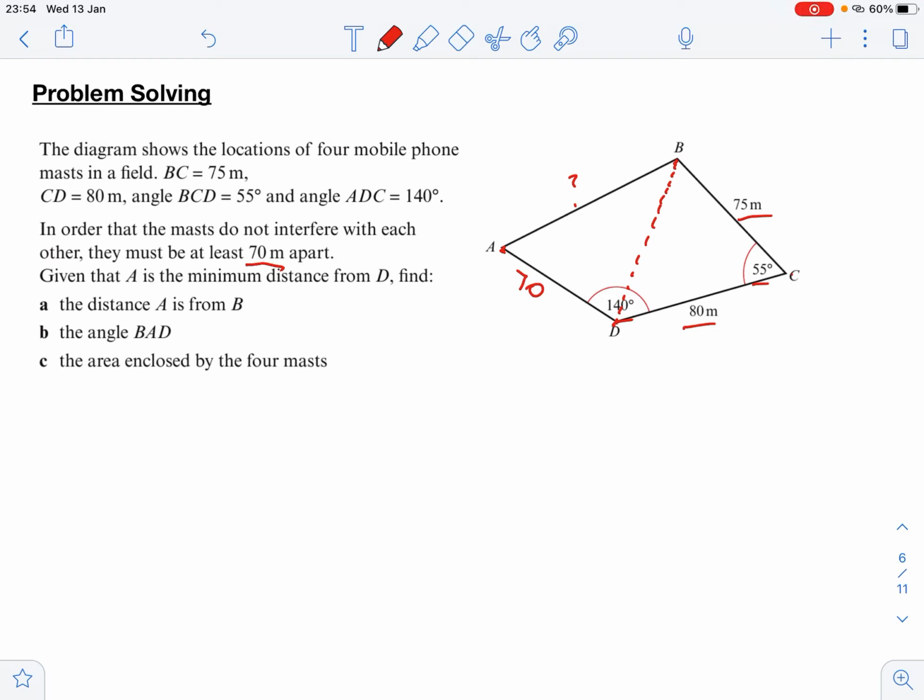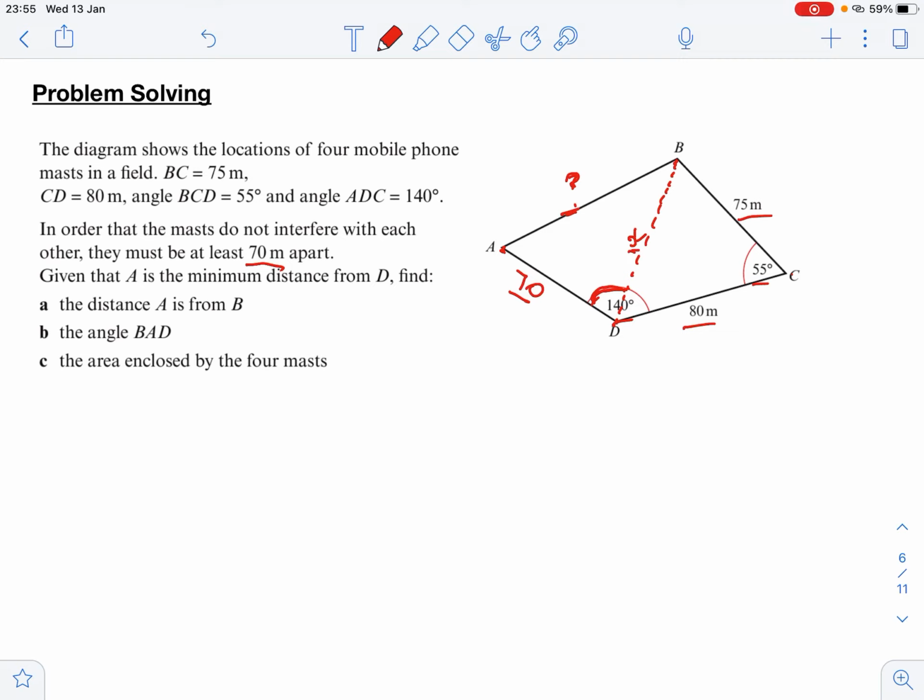In order to work out this length here, we could use our cosine rule. But our cosine rule needs us to have this side here, and this length here, which we don't know. So let's call this x. We also need part of this angle here to find out this missing side. But how can we find that information?